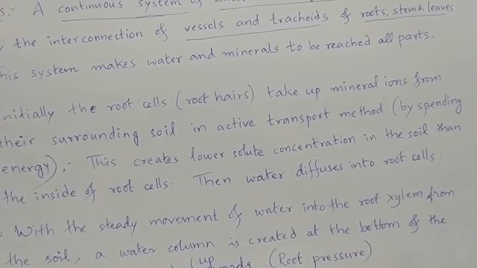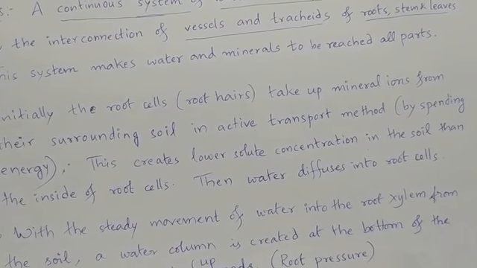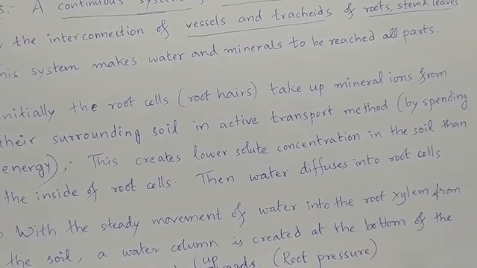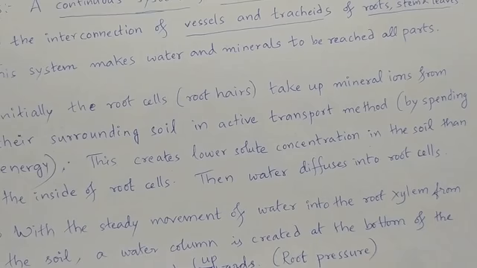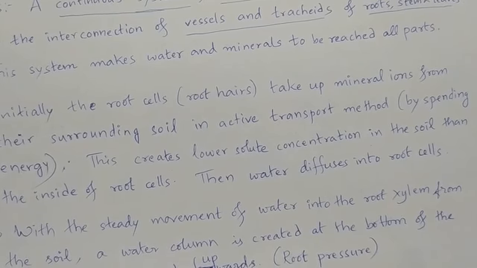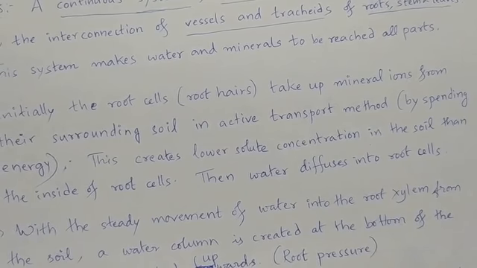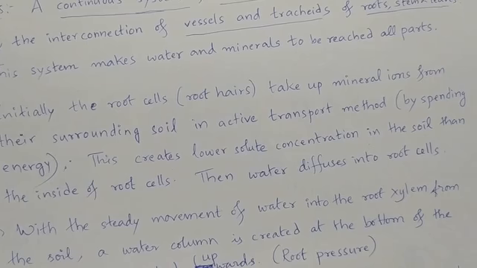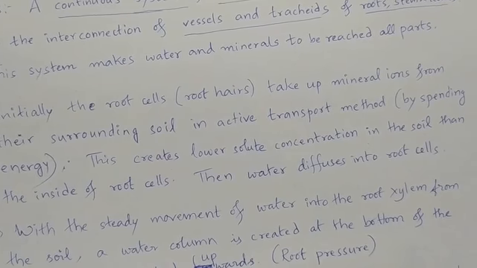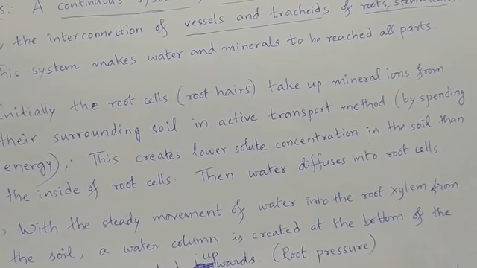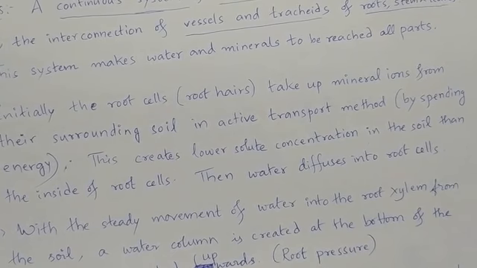There are two types of transport methods in plants or in any living organisms. They are passive transport and active transport. Passive transport is the transport wherein energy is not spent for the transport of molecules across the membranes.